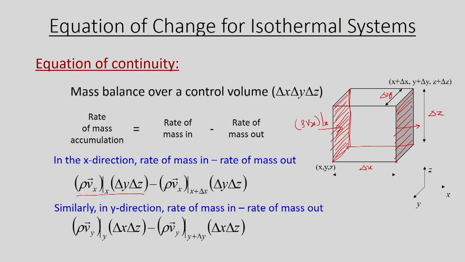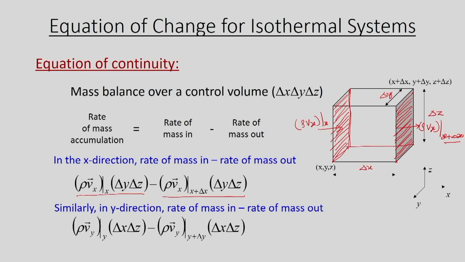Then that would be through this face that mass is going out. So, that should be rho v x at location x plus delta x, and then it should be multiplied by the area of the face through which it is going out, that is delta y multiplied by delta z. So, rate of mass out in the x direction at location x plus delta x is nothing but rho v x at x plus delta x multiplied by delta y delta z.